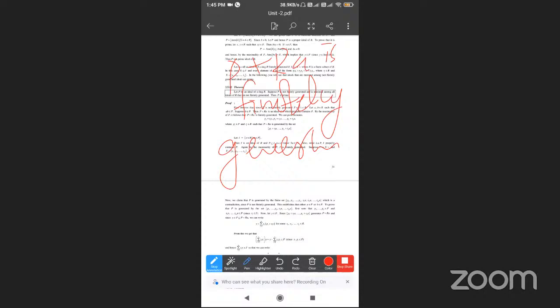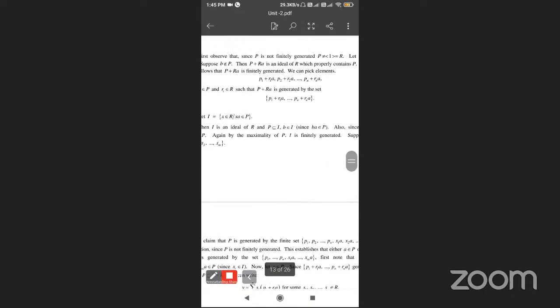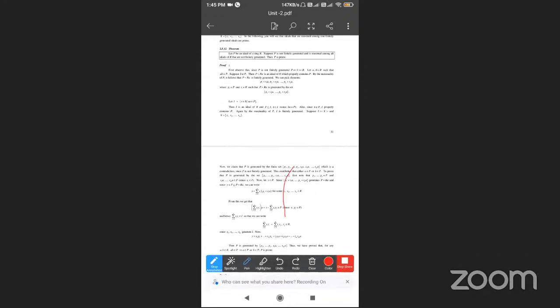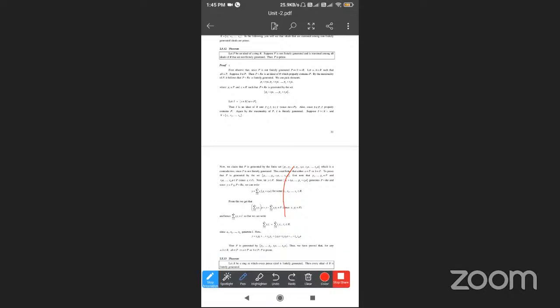P plus RA is finitely generated. What does it mean for P plus RA to be finitely generated? P is an ideal, RA is also an ideal, and the sum of two ideals is also an ideal of the ring R, which is finitely generated.